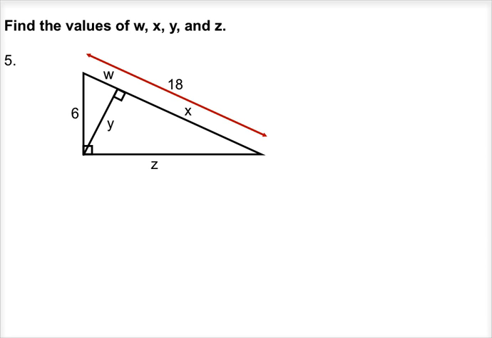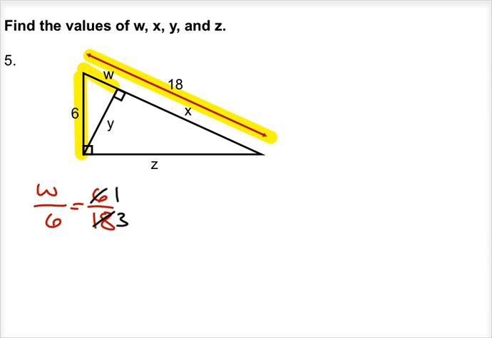Find the values of w, x, y, and z. Looking at the problem, I don't know where the best place to start is, so I'm just going to start looking at the information I have. I know that 6 is the geometric mean between w and 18, so let's use that to figure out w. So 6 is the geometric mean between w and 18. I can reduce by 6 and cross multiply and get 3w equals 6, which means w equals 2.